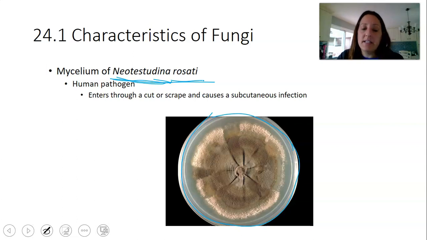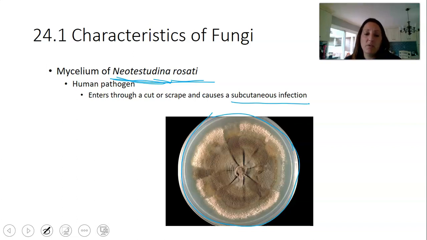This particular fungus is a human pathogen. It is going to enter through a cut or a scrape, and it causes something called a subcutaneous infection. We're going to talk about what that means in a couple of slides, but just to give you a definition, subcutaneous means within the skin, okay? So it's going to enter through a cut or a scrape, and it's going to cause an infection that's subcutaneous, underneath that skin, okay?